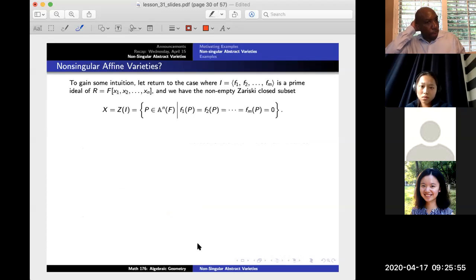So let's take a step back and look at some of the examples that we have, and see if we can come up with a good way of defining what we mean by a non-singular variety. Let's return to the case that we're familiar with. We'll assume that we have an ideal I that is a prime ideal, generated by m polynomials, f1 through fm. That will be a prime ideal of our polynomial ring R. Remember that R here has n variables.